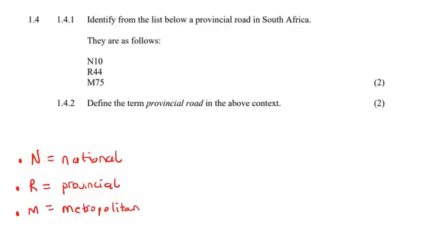So they said, identify a provincial road. Well, provincial has an R, and so that's the R44.